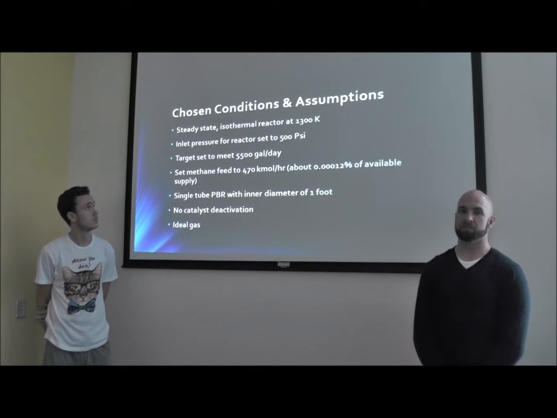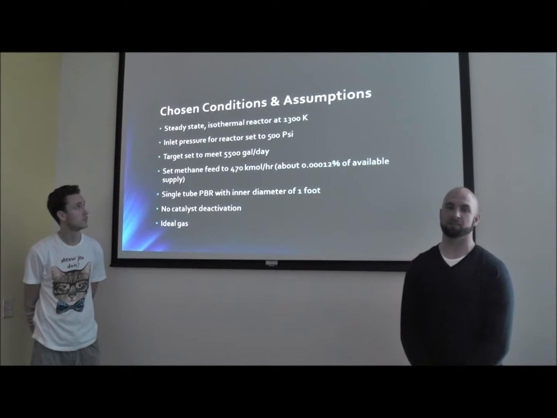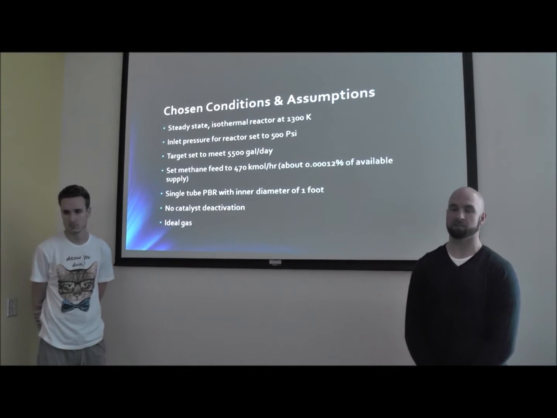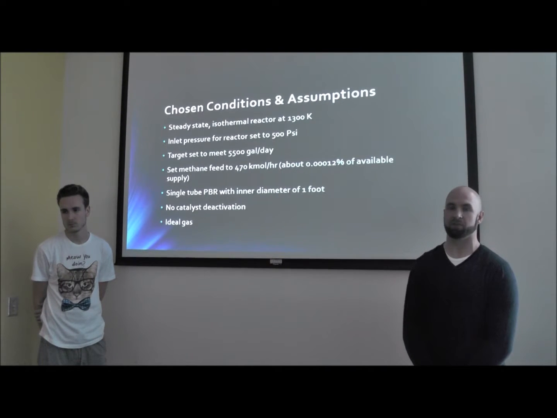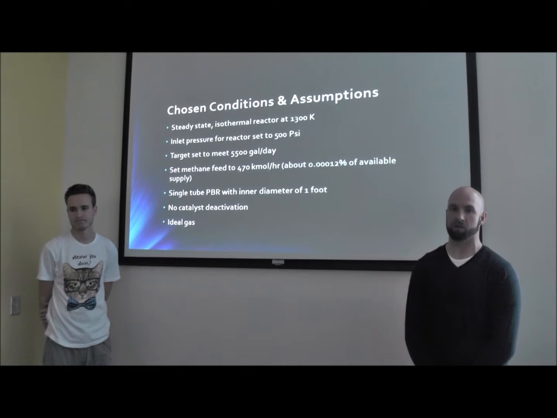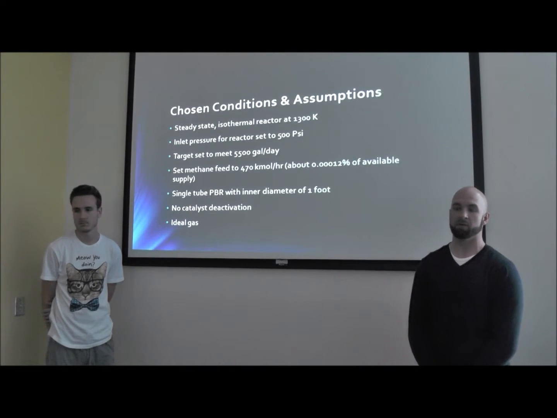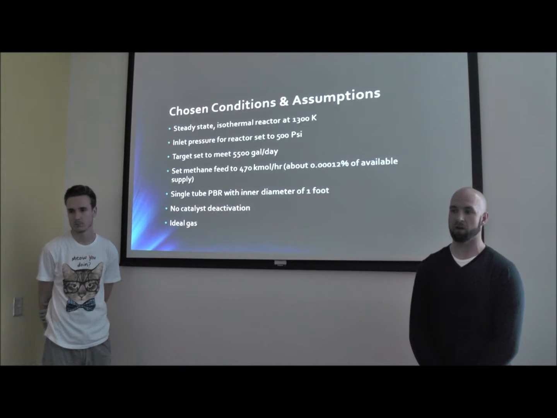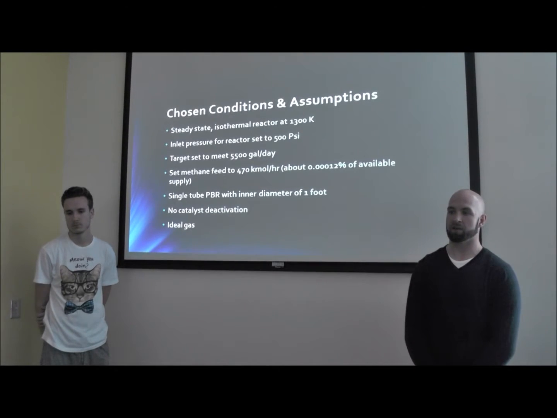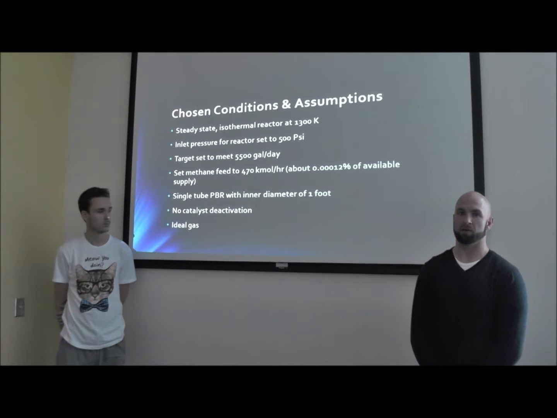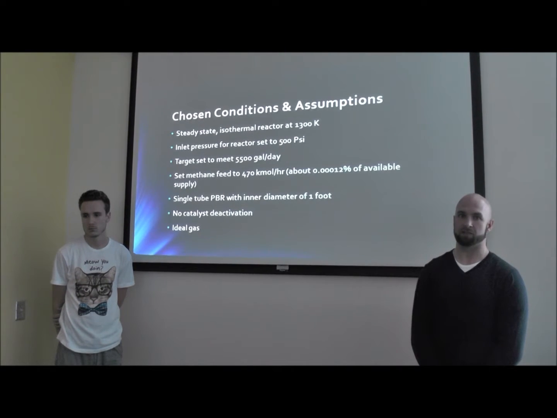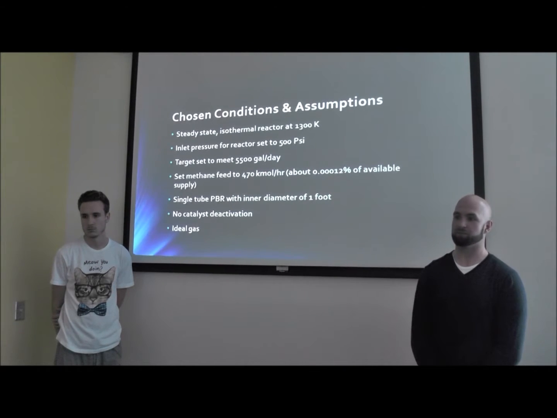So next we'll discuss some chosen conditions for our reactor and some assumptions that we made. We modeled a steady state isothermal reactor at 1300 Kelvin, because the desired reaction is very thermodynamically unfavorable below this temperature. We chose an inlet pressure of 500 psi, and this is at the low range of typical natural gas inlet pressures.